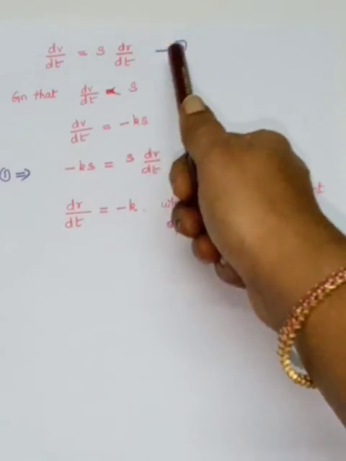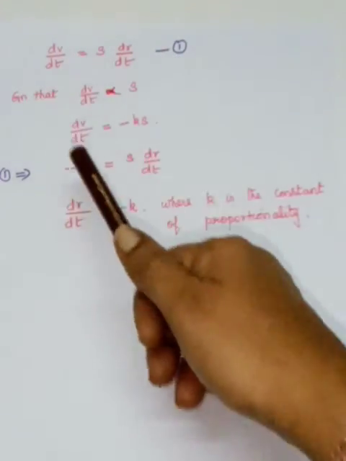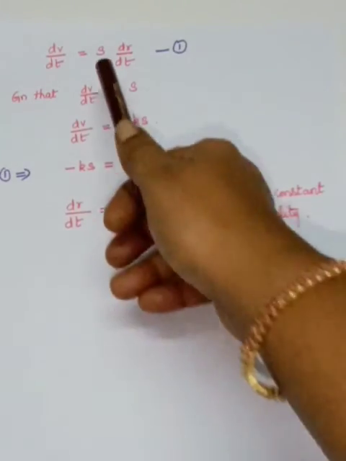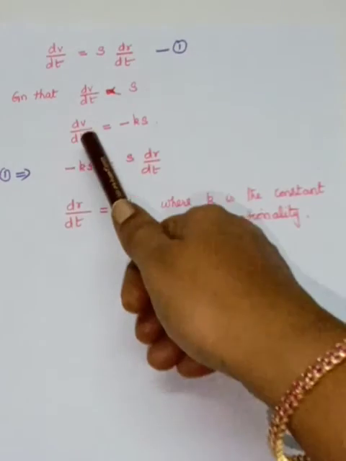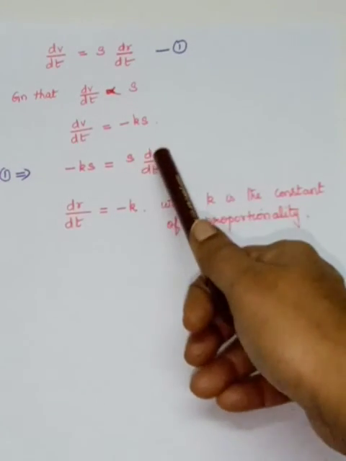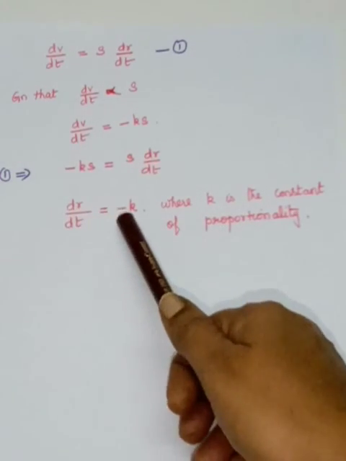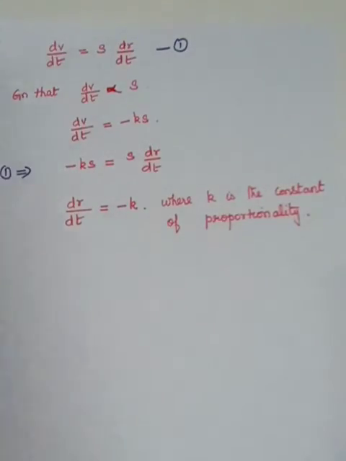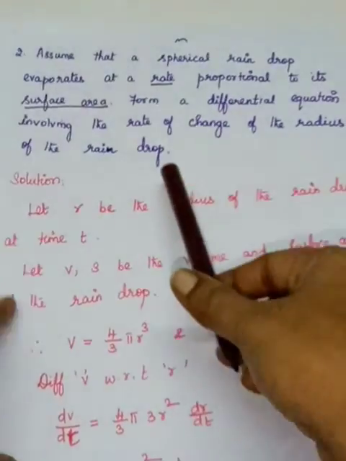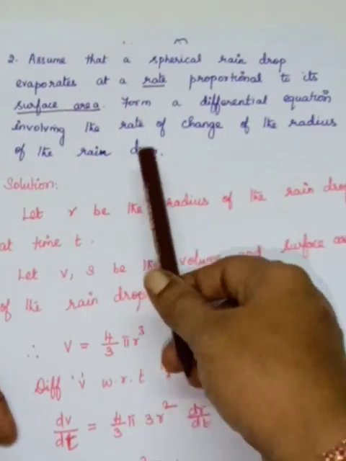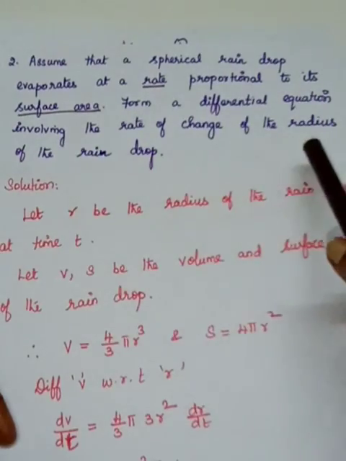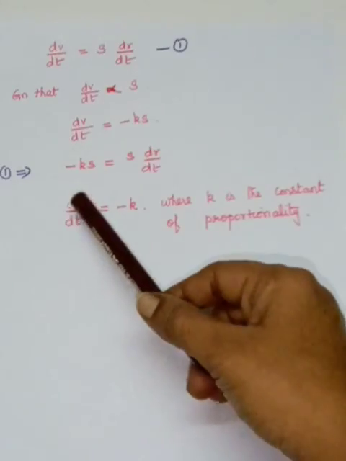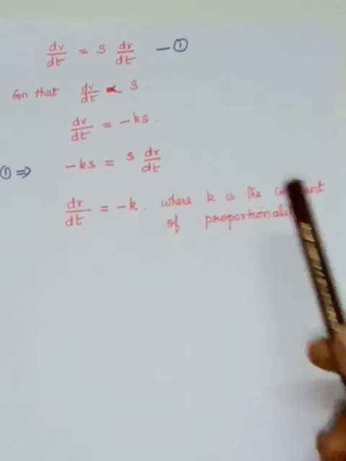So you call this one, in the place of dV by dt, you have to substitute minus Ks and is equal to S into dr by dt. This S and this S getting cancelled. So dr by dt is equal to minus k, where k is the constant of proportionality. This is only asked. Form the differential equation involving the rate of change of the radius. Radius is denoted by r. So the rate of change of radius is dr by dt. That is equal to minus k.